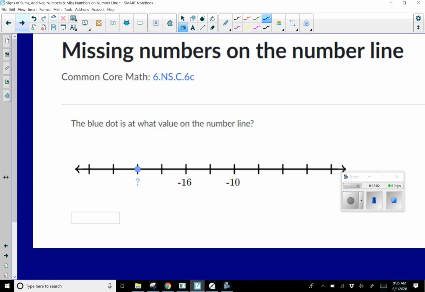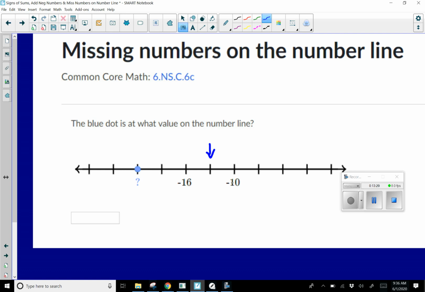Let's try another one of those. So here we're on the negative side of our number line, and they're giving us negative 10 and negative 16, and then we see that there's this one little tick mark in between them. So clearly that tick mark in between them is going to be your halfway point. Negative 10 and negative 16 are separated by 6 units. So that means that your tick mark in the middle would represent 3 units in between them.